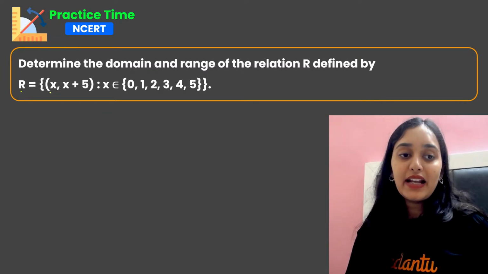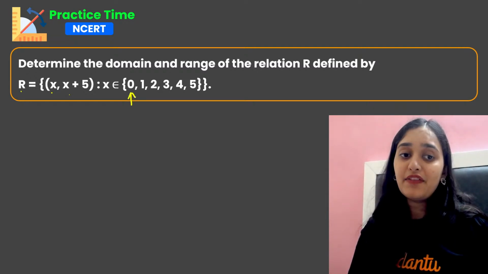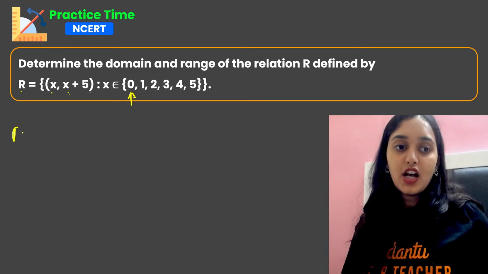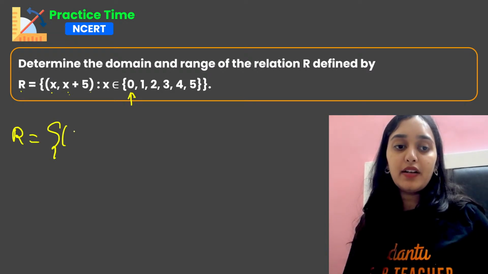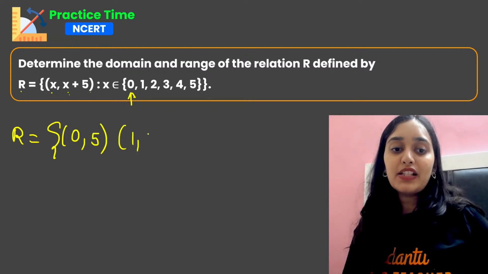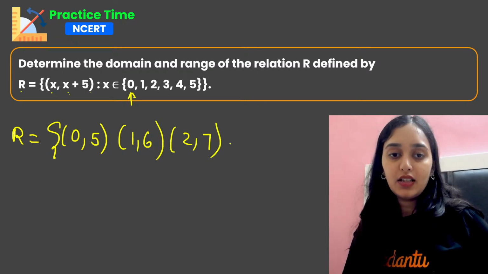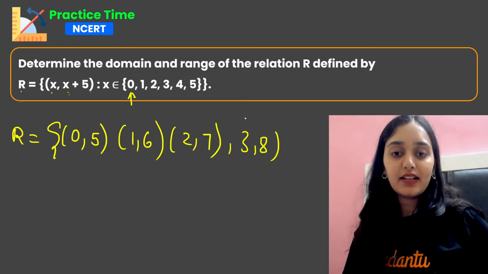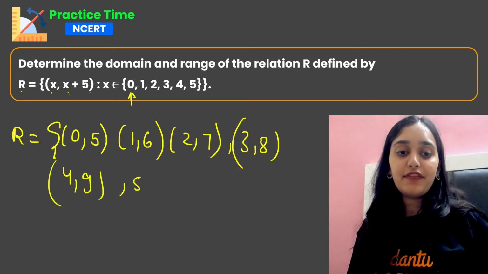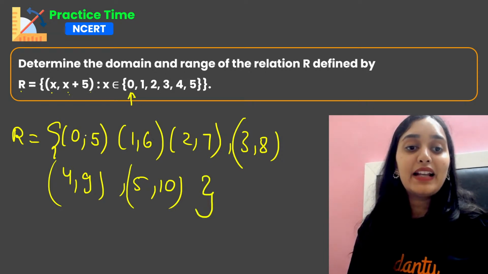That's it. Simple, right? Next, determine the domain and range of the relation given over here. The relation is defined as x comma x plus 5. So take one element from here and the other element will be x plus 5. So my relation is going to have the ordered pairs 0, 0 plus 5, 5. 1 plus 5, 6. 2 plus 5, 7. 3 plus 5, 8. 4 plus 5, 9. 5 plus 5, 10. So these are the ordered pairs which are going to be inside my relation.